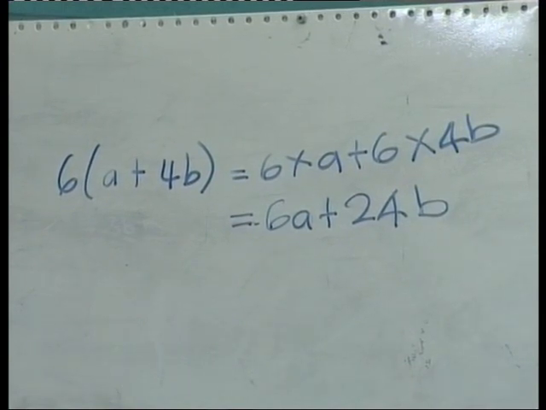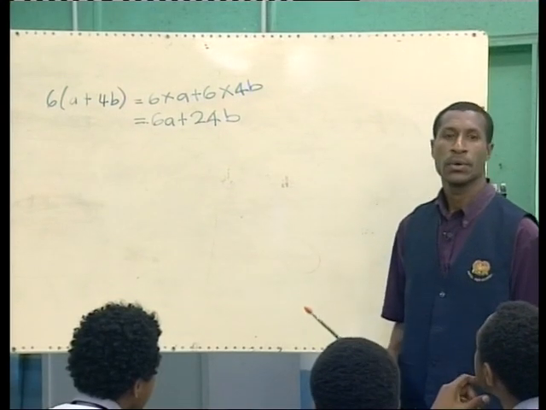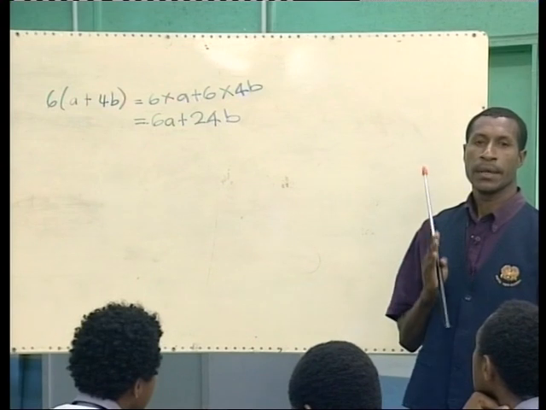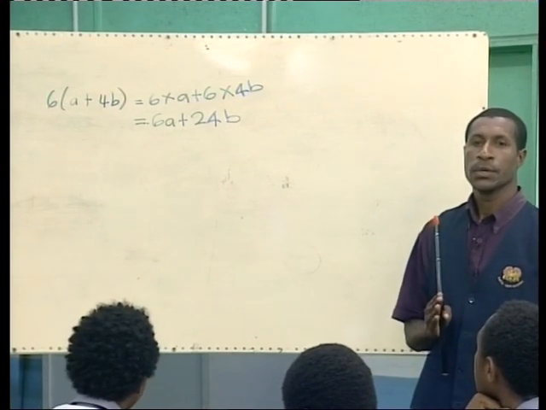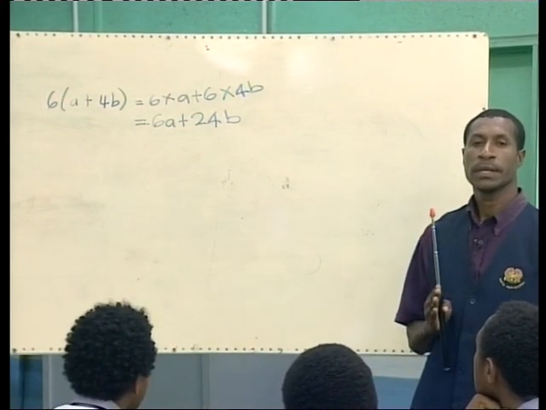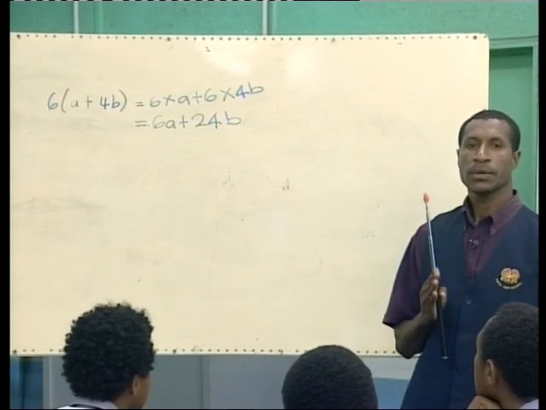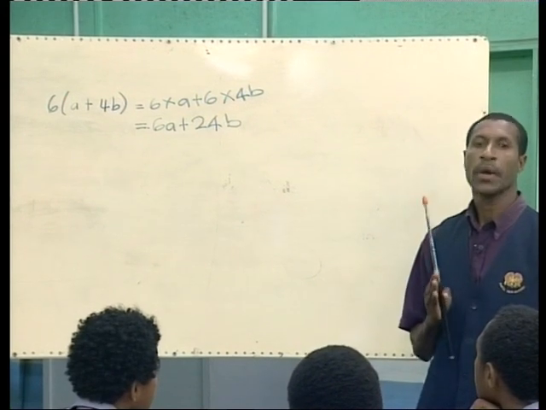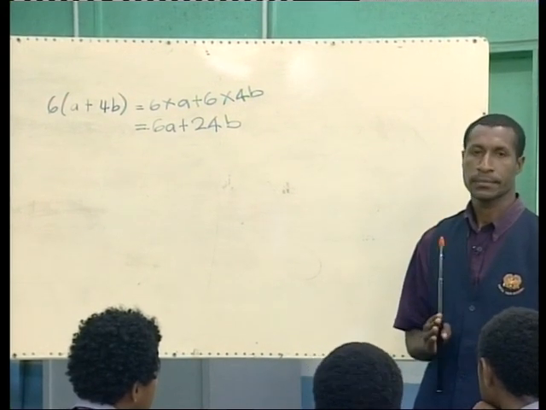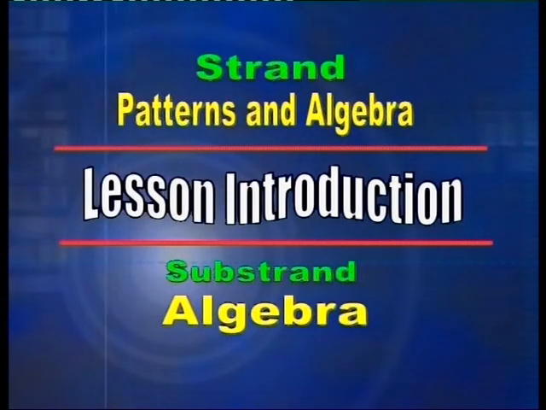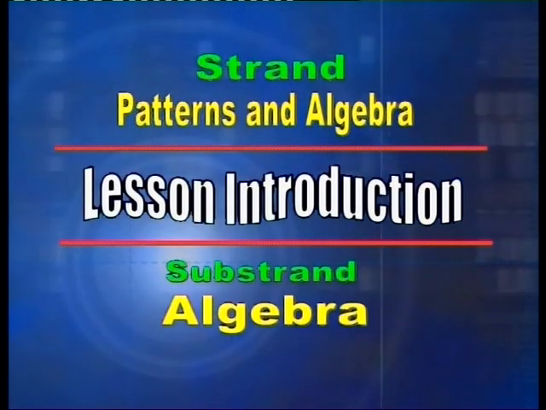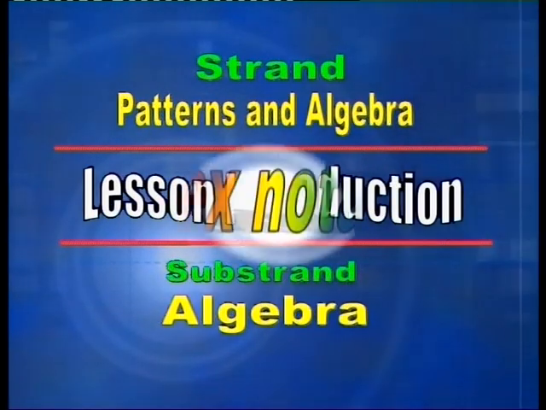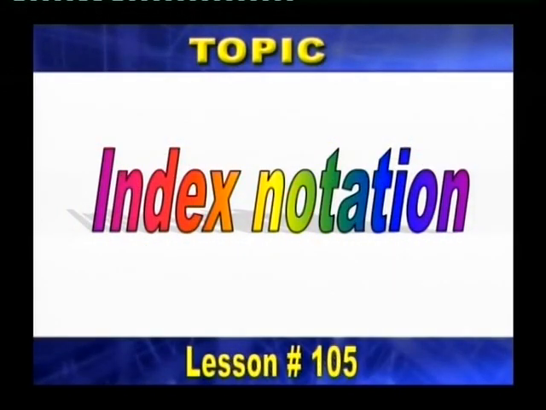Now receiving students in 7s, one important thing: when you are expanding brackets, whatever number is outside the bracket, you multiply it with whatever numbers or terms are inside the bracket. That's how you expand the bracket. With that, we will move on to our today's lesson on index notation.